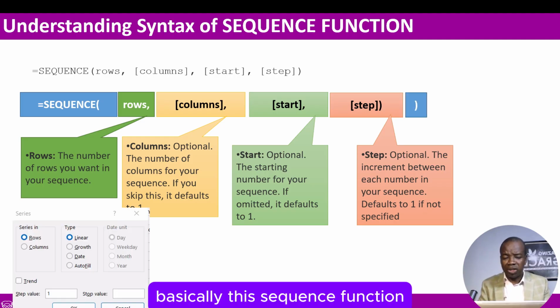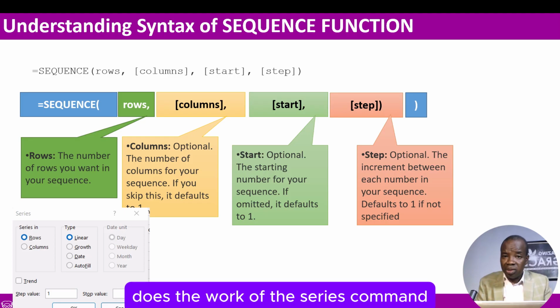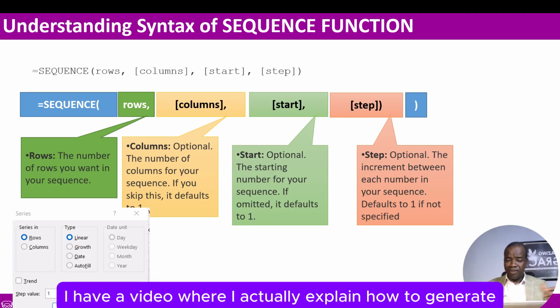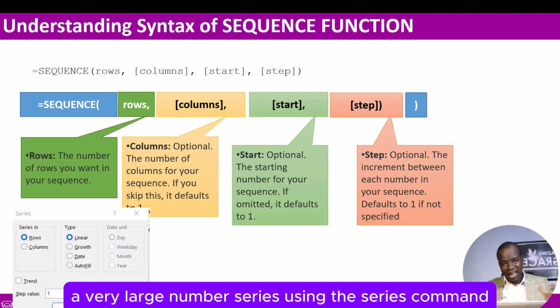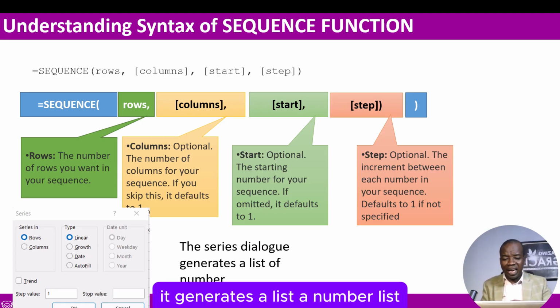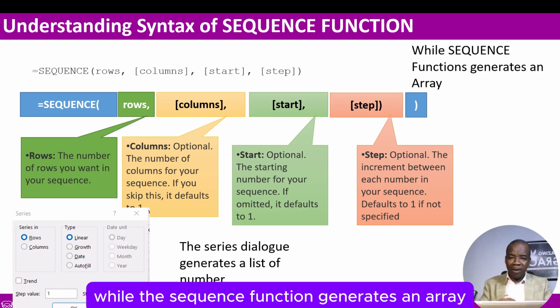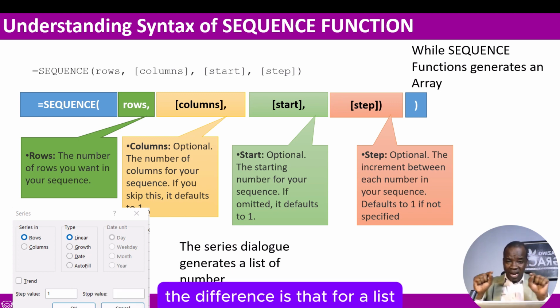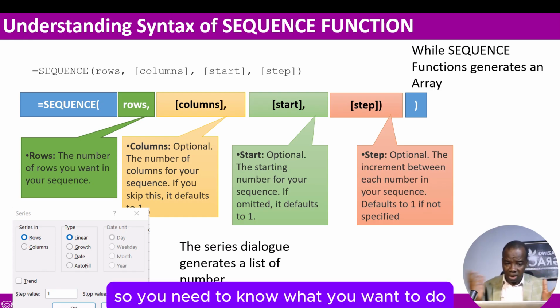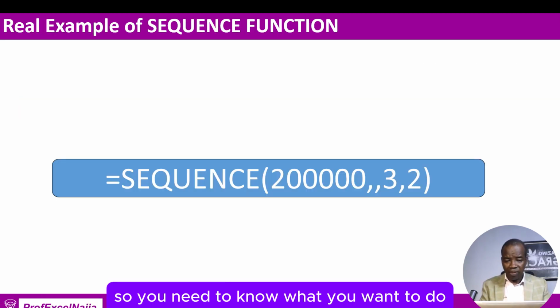Basically, this sequence function does the work of the series command. I have a video where I explain how to generate a very large number series using the series command. But what the series command does is generate a list, a number list, while the sequence function generates an array. The difference is that for a list, I can delete one number, but for the array, you have to delete everything. So you need to know what you want to do.